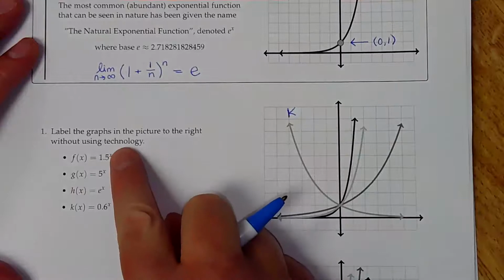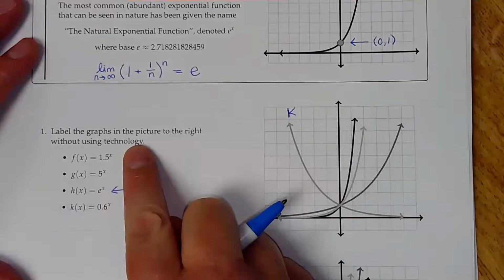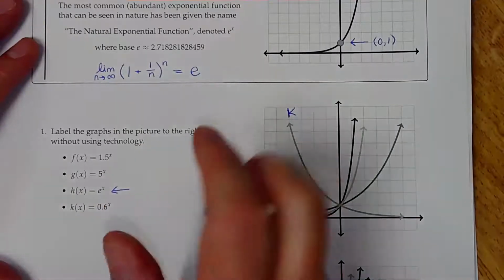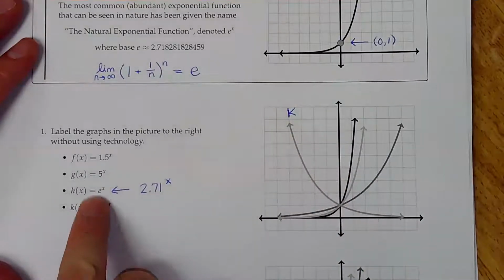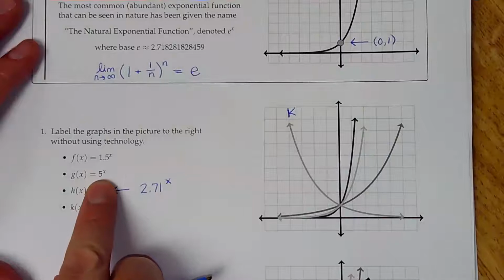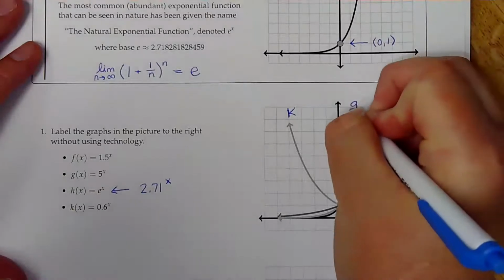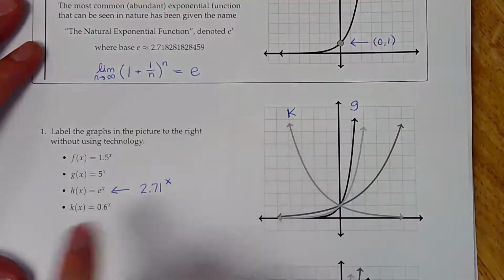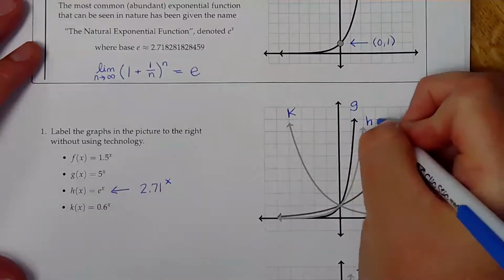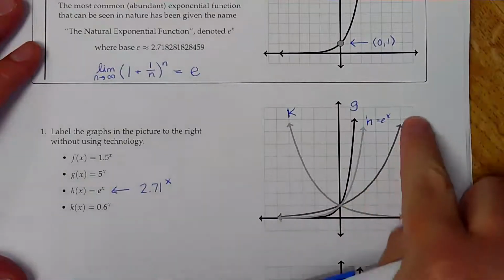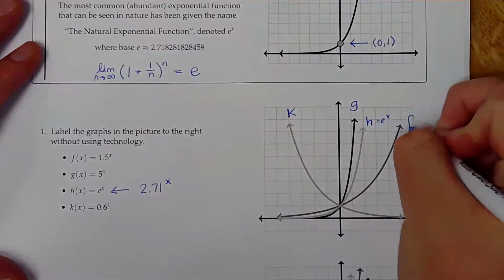I have 1.5 and 5, so I know that g of x is going to be steeper than f of x. And then e to the x is really about the same as saying 2.71 to the x. So e to the x is going to fall between 1.5 to the x and 5 to the x. The steepest is this one, and that's going to be g. E is the next one down, so this is function h, which is e to the x. And this one is the least steep of the increasing ones. That's going to be our 1.5 to the x, so that's function f.